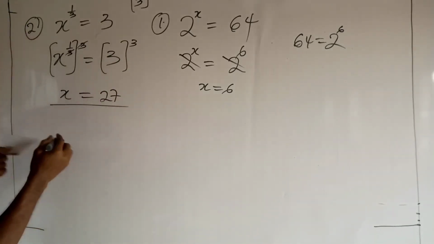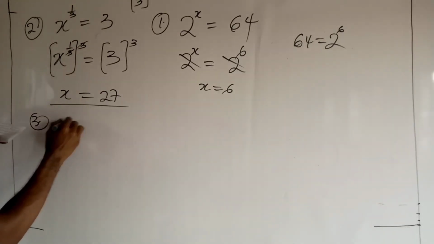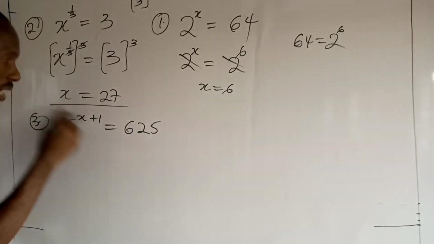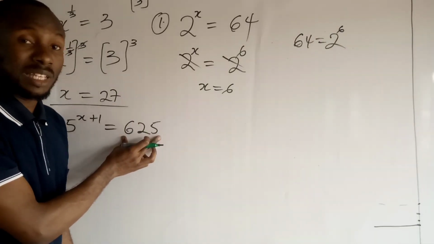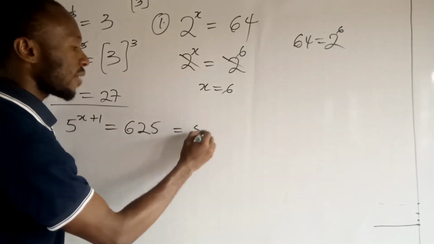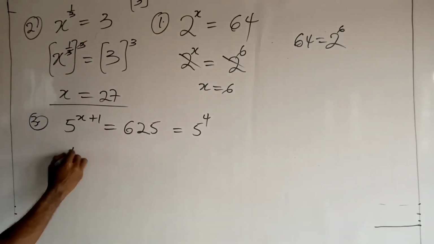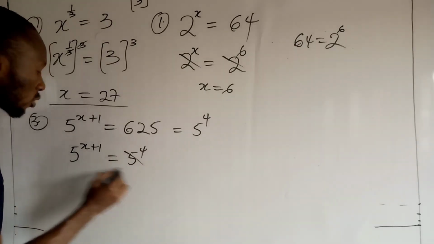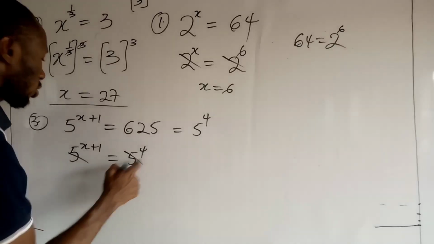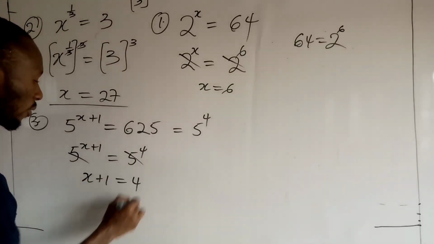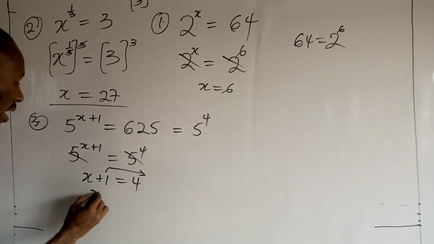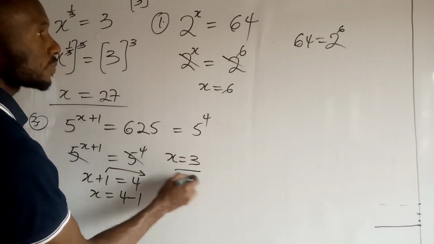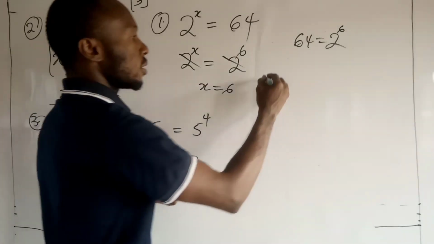Now question number 3. If I have 5 to the power x plus 1 is equal to 625, just know that 625 can be written in its lowest common base as 5 to the power 4. So 5 to the power x plus 1 is equal to 5 to the power 4. Cancel out the base and equate the exponent, so x plus 1 is equal to 4. Collect like terms, x is equal to 4 minus 1, and therefore x is equal to 3.